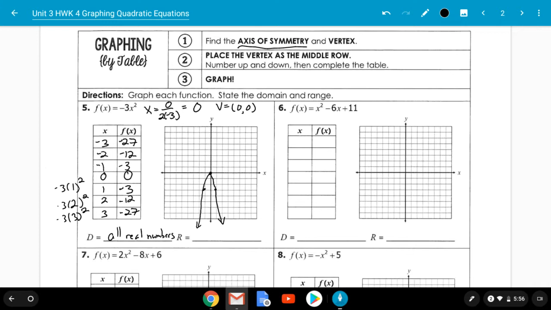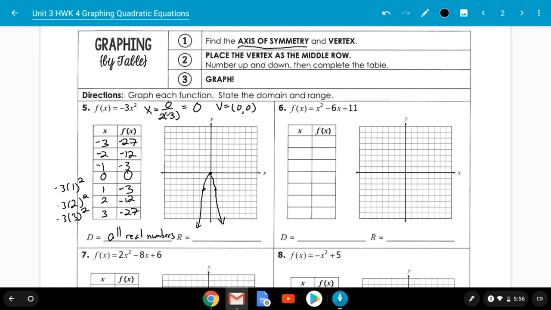Or you can use that fancy R. And then for range, remember, that's your y values: how far down you go versus how far up you go. So there's multiple ways you could do this. If you remember, there were the two methods I have here.